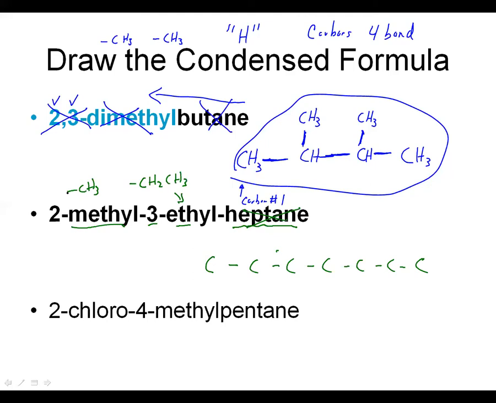So I'm going to go left to right. So the guy on the left here for me is going to be carbon number 1, which means that at carbon number 2, I have a methyl group. So I'll draw my methyl group in.